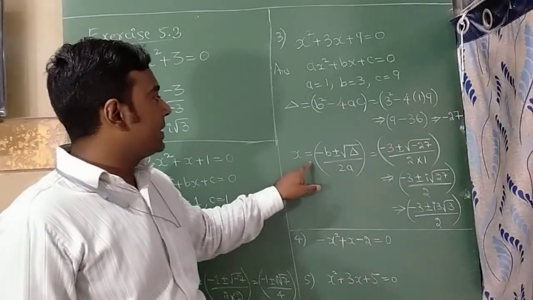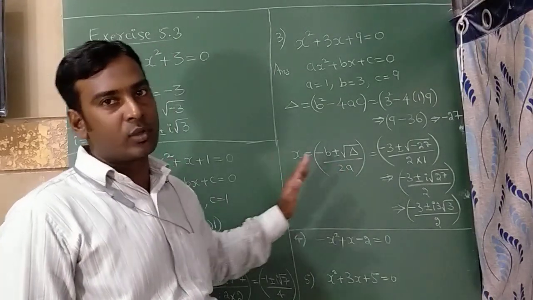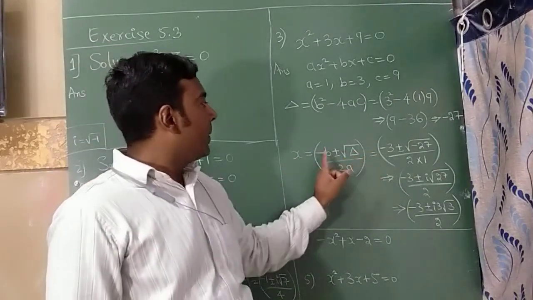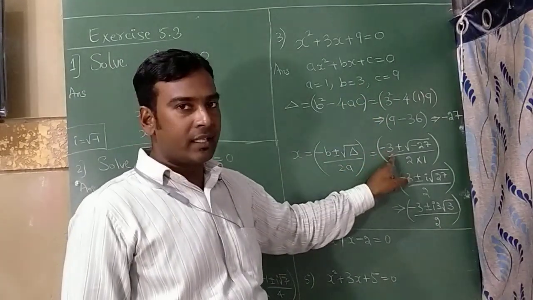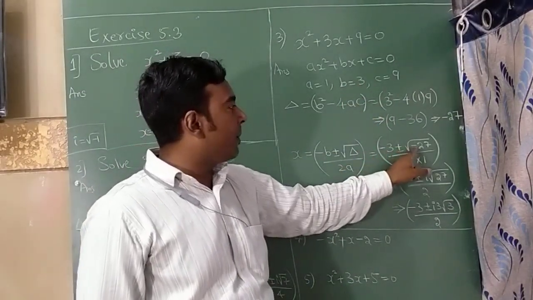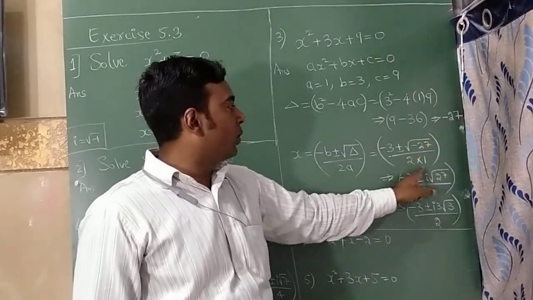Fine. Now x is equal to minus b plus or minus square root of delta divided by 2a is the actual formula. So here b value is 3. So there is a minus here. So minus 3 plus or minus square root of minus 27, the delta value. Fine. Divided by 2 into 1.